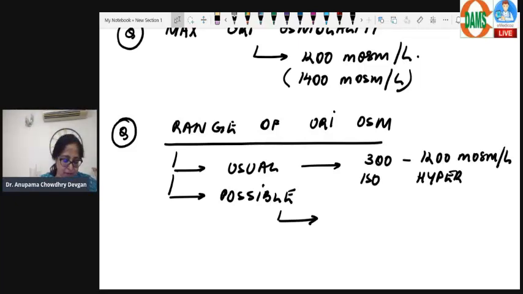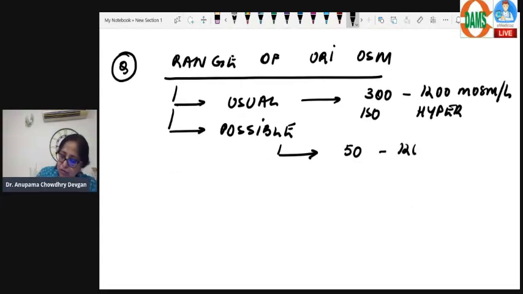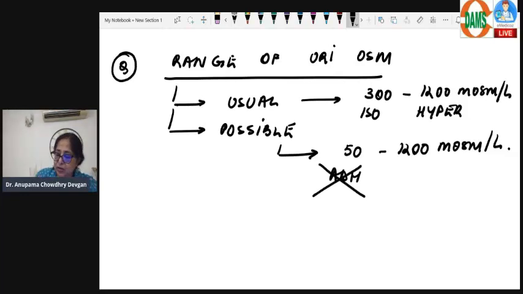But what is the possible range? Possible range of urinary osmolality can be 50 to 1200 milliosmoles per liter. When do you get a urinary osmolality of 50? When there is no ADH. ADH is absent. When do you get a urinary osmolality of 1200? When you have a maximum ADH. So possible range is 50 to 1200, but the usual range, urine is usually isotonic to hypertonic, 300 to 1200 milliosmoles per liter.